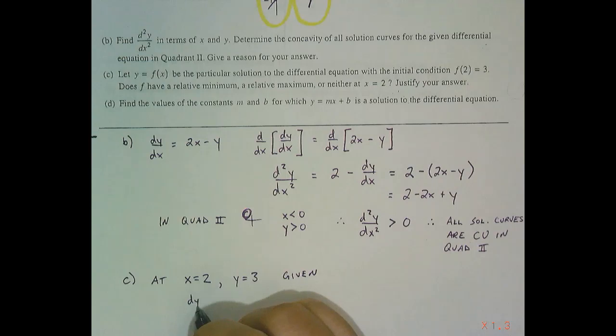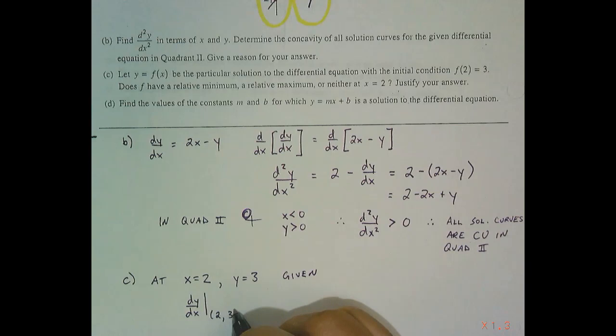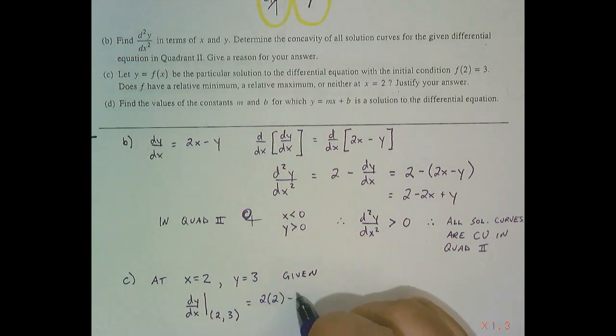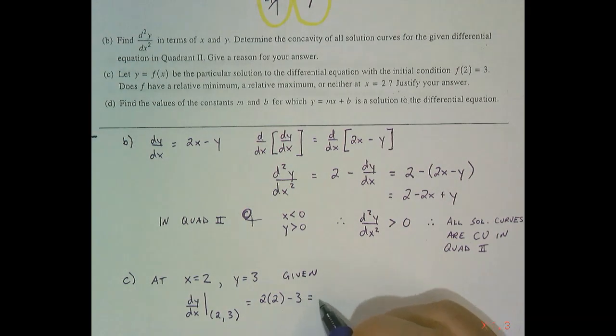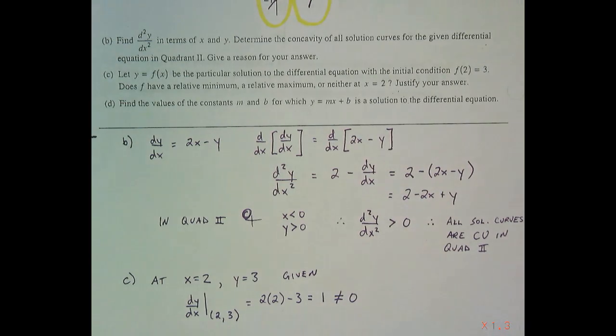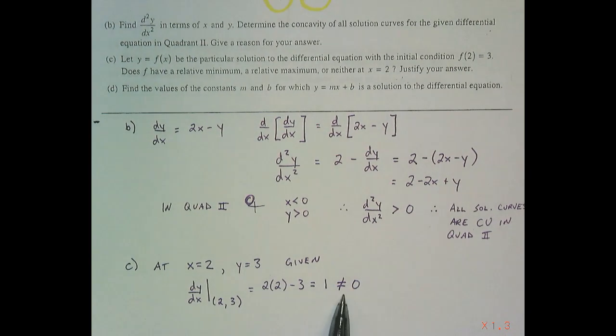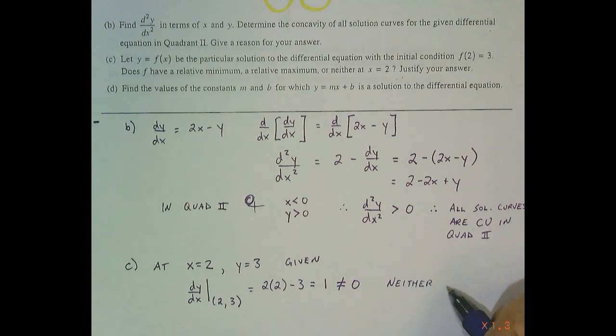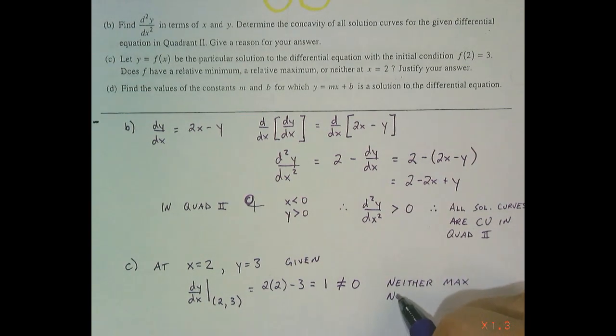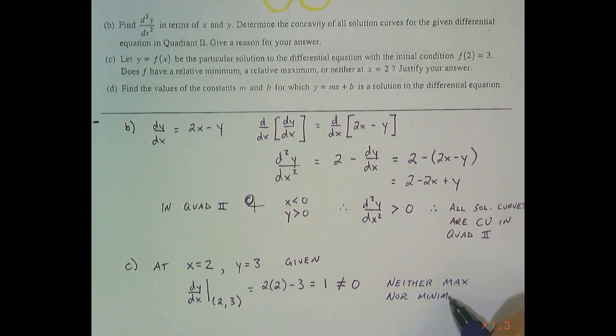And the first derivative at that point (2, 3) is 2 times 2 minus 3, which is 1, which is not 0. Because the first derivative does not equal 0, the function will have neither a max nor a min, neither max nor minimum at x equals 2. Okay?